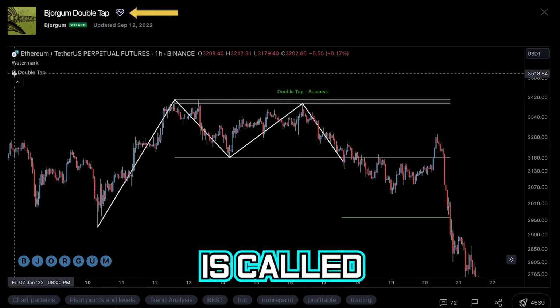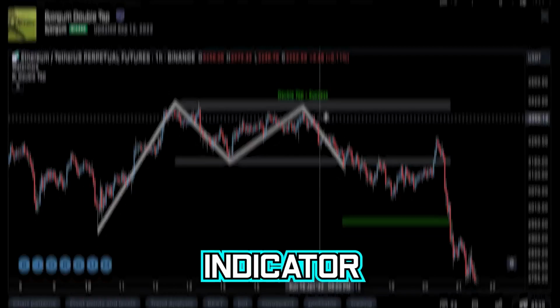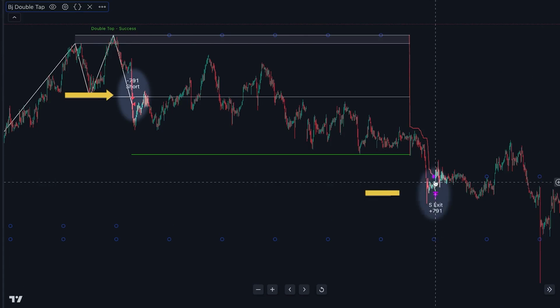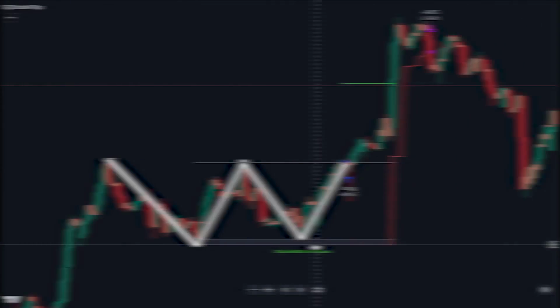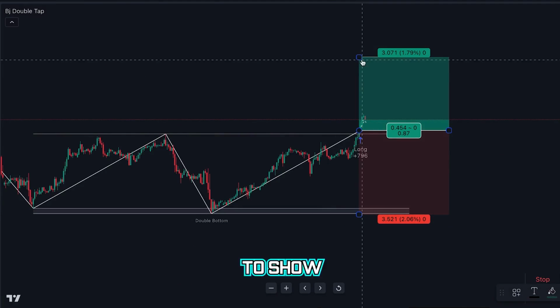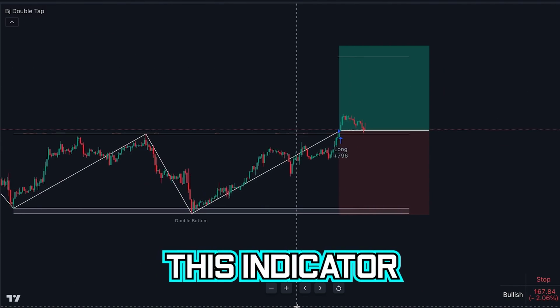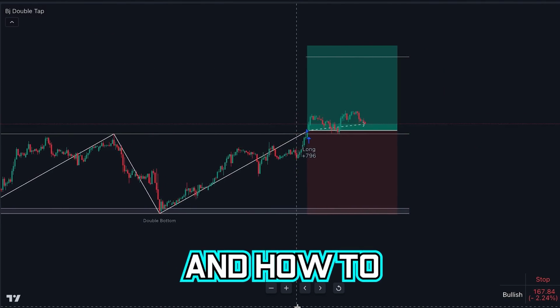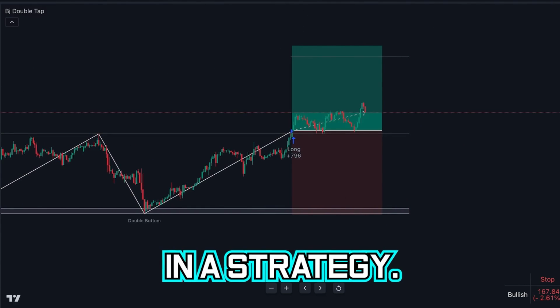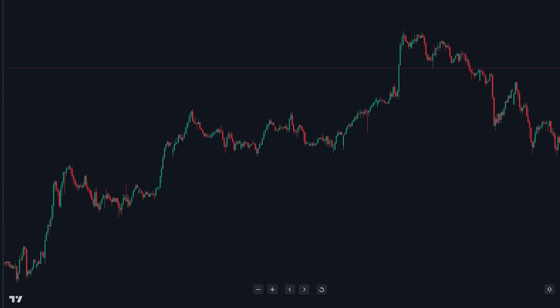The indicator is called BJ Double Tap, a free indicator that automatically plots the entries and exits for the double top and double bottom pattern, and today we are going to show you exactly how to use this indicator to find amazing trade ideas and how to use that data in a strategy. Let's get right into it.